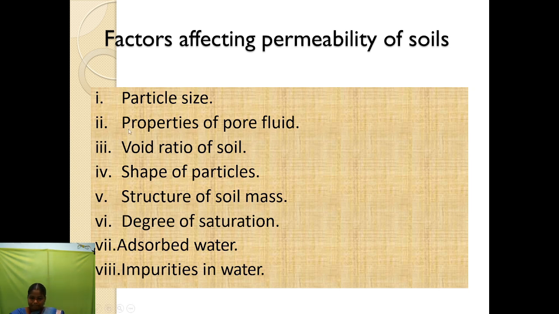The following are important properties of soil affecting permeability. First is the particle size, second is the properties of the pore fluid, third is the void ratio of the soil, fourth is the shape of the particles and structure of the soil mass, and others are degree of saturation, absorbed water, and impurities in water. All of these affect the permeability of soil. So for seepage of water flow, these factors affect the permeability.